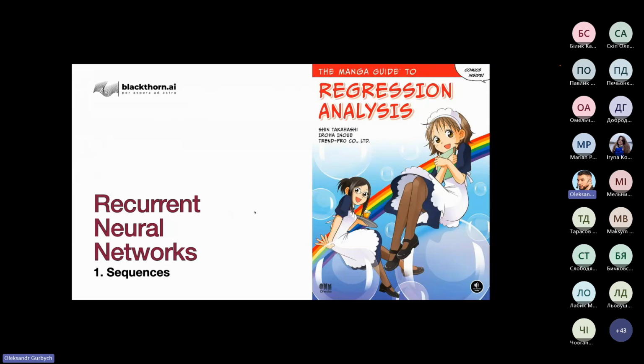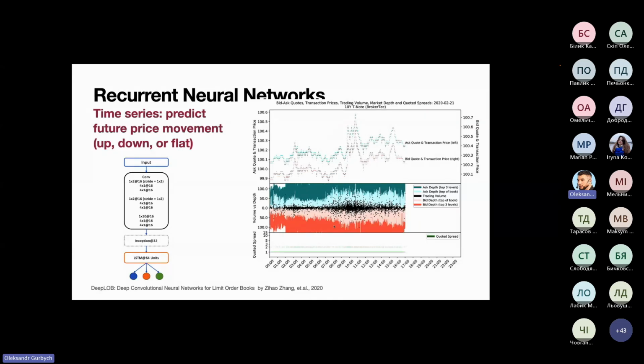Recurrent neural networks are built for sequences. As an example, I took trading data. You can see here an ask quote, transaction price, as well as volume and depth of bid depth and quoted spread. This architecture is taken from the paper DeepLOB.